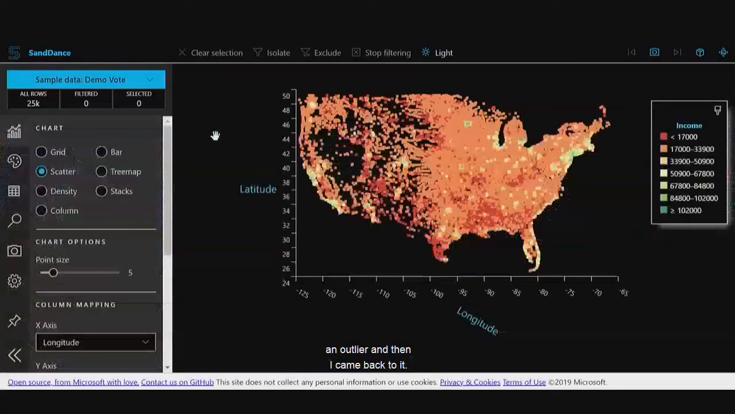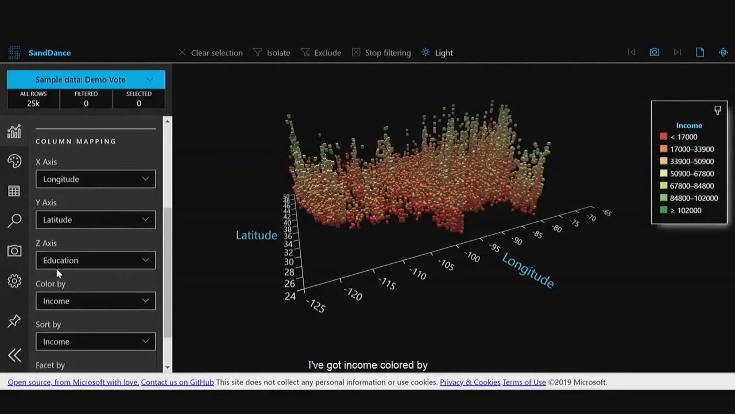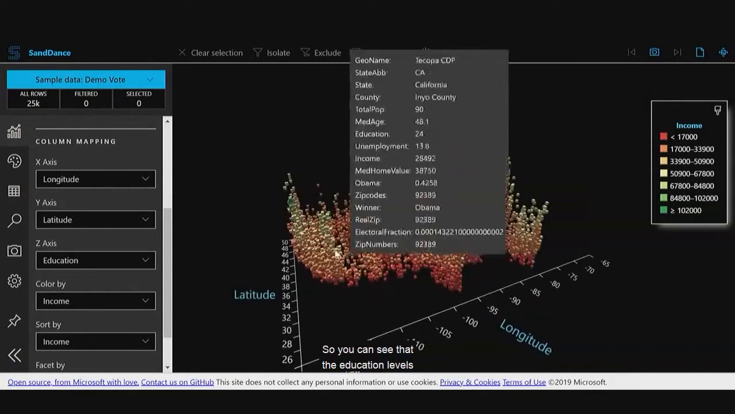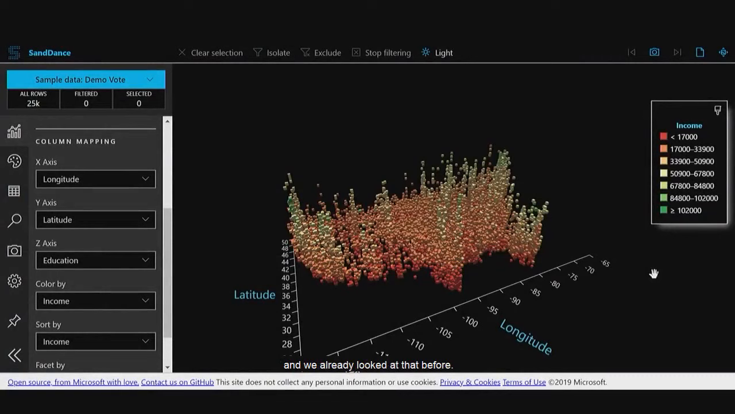One of the things about SANS is you can see already that I've used color, I've used different representations, but we could also use 3D, and sometimes 3D can help elucidate different patterns in the data. So for instance, if I switch to a 3D view here, I've got income, colored by income, and on the z-axis I'm showing education. So you can see that the education levels are where there's the higher income, and we already looked at that before.